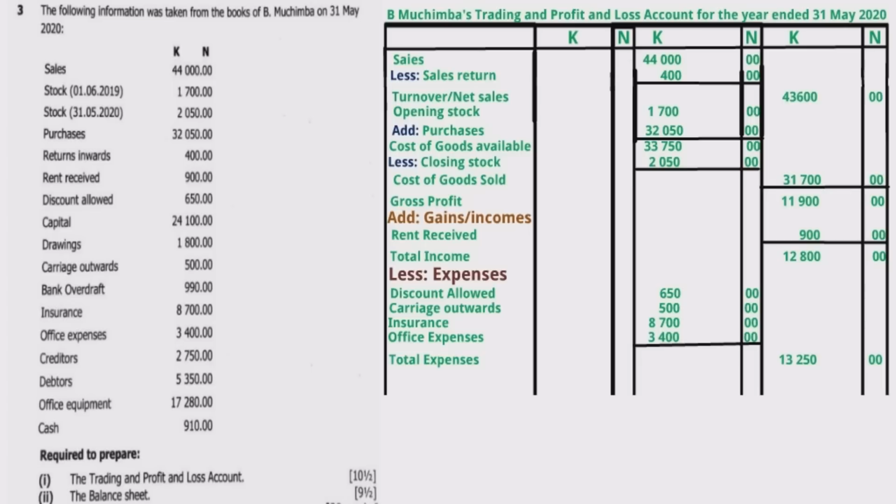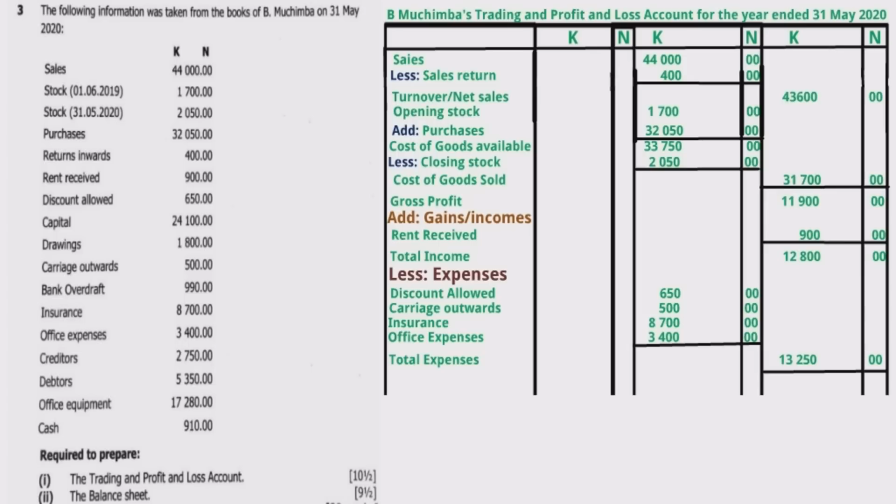Okay, so Mr. Mchimba ran at a loss because the cost of expenses is bigger than the total income. So he ran at a loss before we even know the loss he made. Okay, so what we can do now is punch in these numbers. It doesn't matter even if you punch in 12,800 minus 13,250 kwacha, and this is the best way I've discovered that can give you a loss.